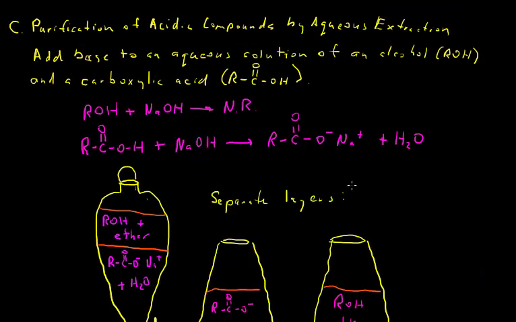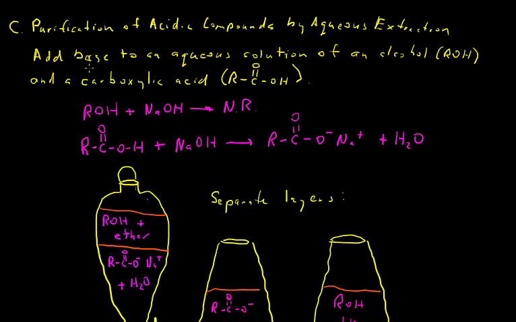Next thing I'd like to discuss is the purification of acidic organic compounds by aqueous extraction. If you're lucky enough to have an acidic compound to be working with, this is a really useful way of purifying compounds like carboxylic acids and particularly acidic alcohols, anything that has a relatively acidic proton.